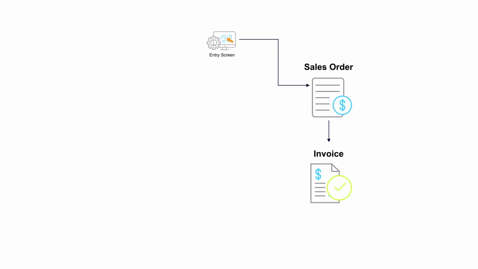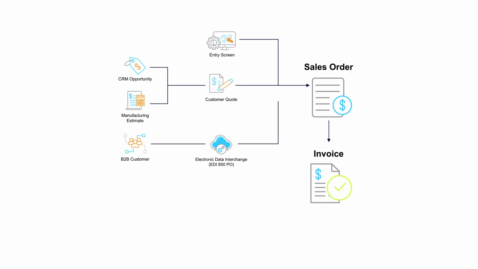Enter sales orders manually or convert opportunities to quotes and sales orders from CRM. Manufacturing estimates are easily transformed into quotes or sales orders. Connected EDI automates sales orders from customer purchase orders. Or generate sales orders when related companies create purchase orders with intercompany accounting. Customers can create orders from the customer portal as well.